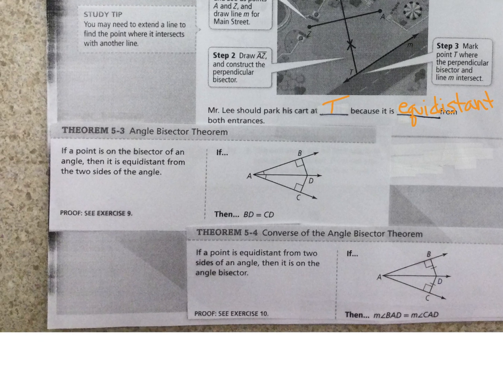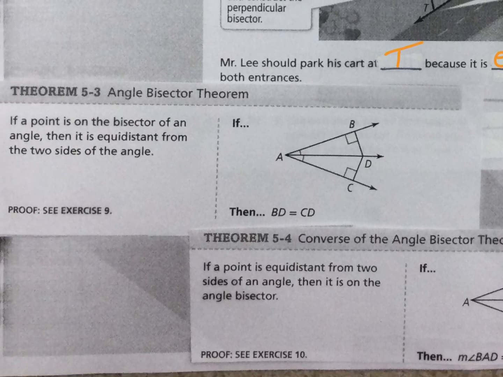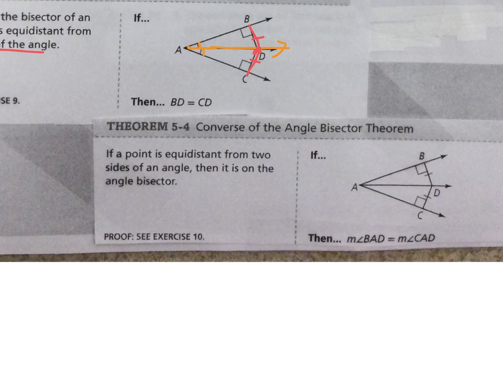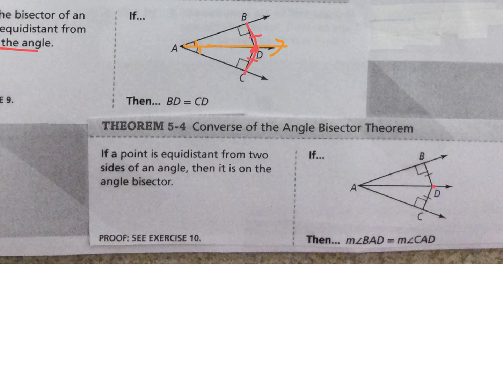If a point is on the bisector of an angle, then it is equal distance from the two sides of the angle. So if a point is on the bisector, here's the angle bisector, you know that because of these two lines. And if a point is on it, it is equal distance to the sides of the angle. So equal distance, okay? And then you can also tell that if a point is equal distance to the sides of an angle, then it is on the angle bisector.